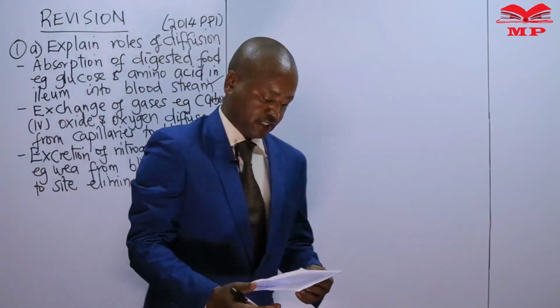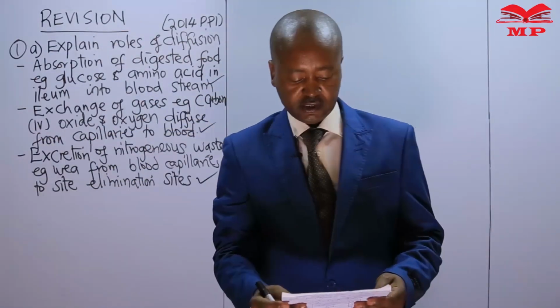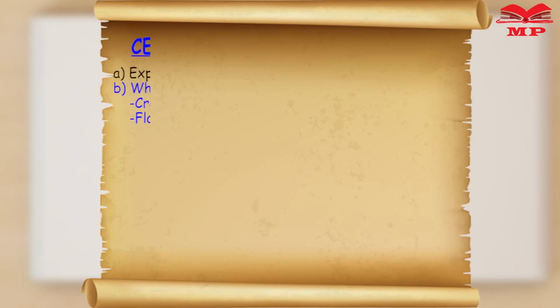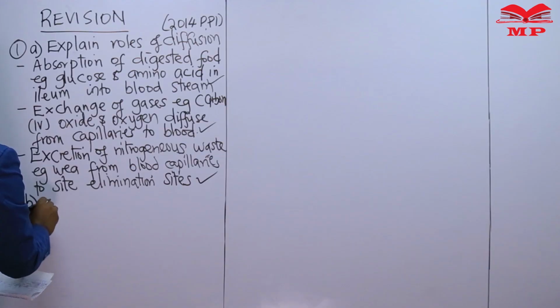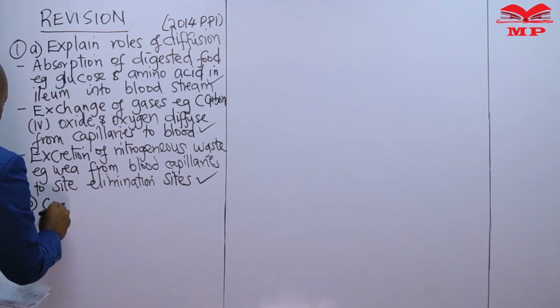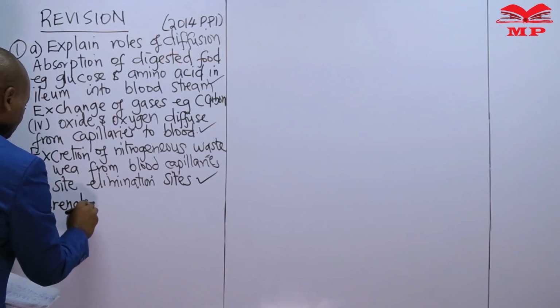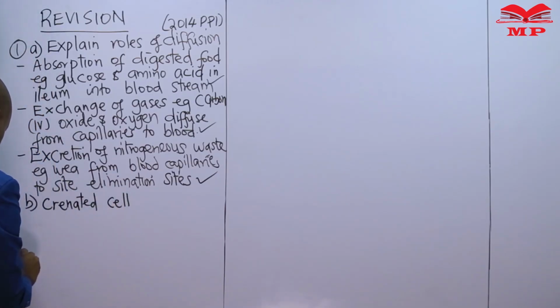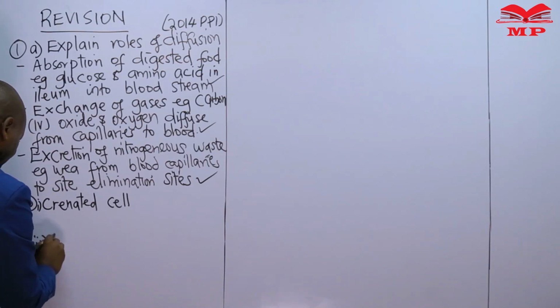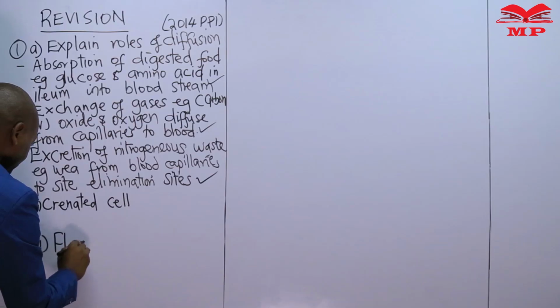Paper 1. Then we go to the next question that reads, what is meant by each of the following terms? Here the learner is required to explain terms. So we have B1, a crenated cell, and B2, a flaccid cell.